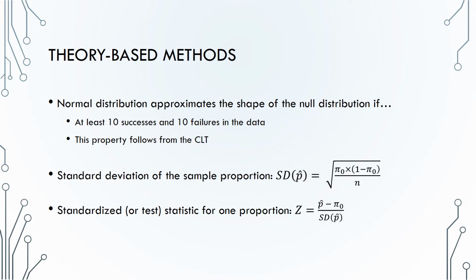We can calculate the approximate standard deviation of the null distribution, or the standard deviation of the sample proportions, with the formula square root of pi naught times 1 minus pi naught divided by n. Note this is written in function notation. You would read the left-hand side of the equation shown as standard deviation of p hat, not the standard deviation times p hat. The standardized or test statistic for one proportion, then, is z equals p hat minus pi naught divided by the standard deviation of p hat.